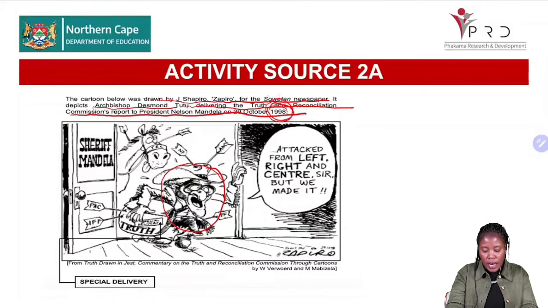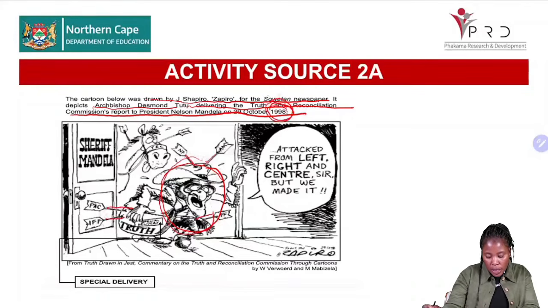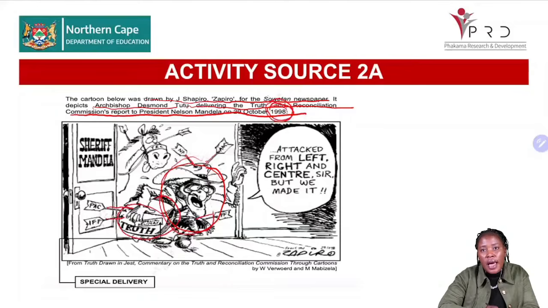1998. Now, if you look at Desmond Tutu here, he's being attacked. There are arrows there from the ANC. There's an arrow from the FF, from the NP as well. So now the PAC, the IFP as well. What is Desmond Tutu carrying? It says truth. He's carrying the truth about gross human rights violations that were committed by different political parties. That is including the ANC as well, including the PAC as well.